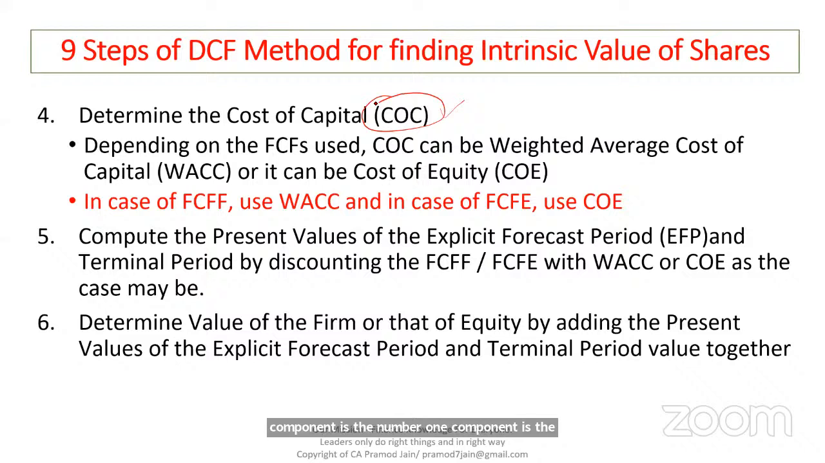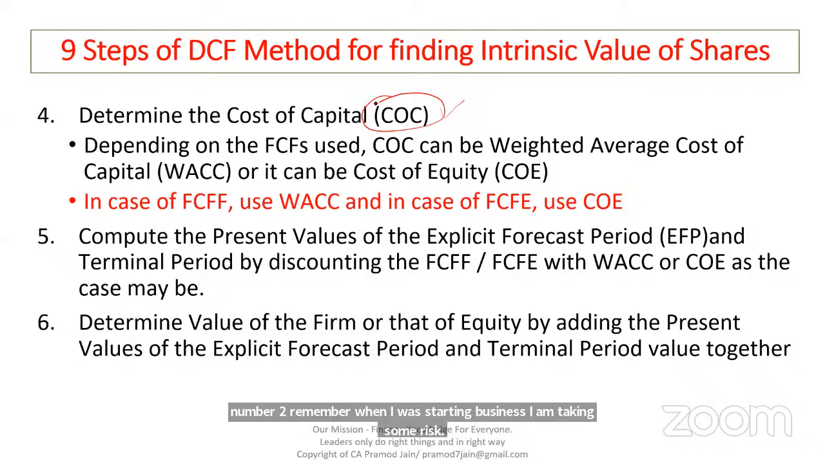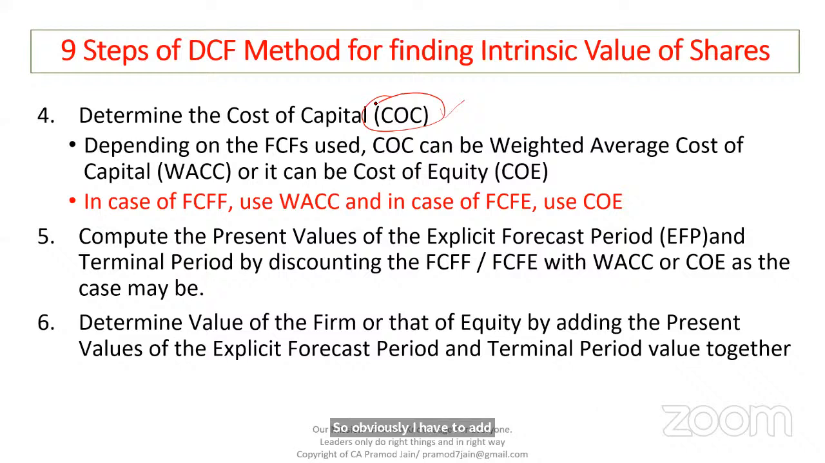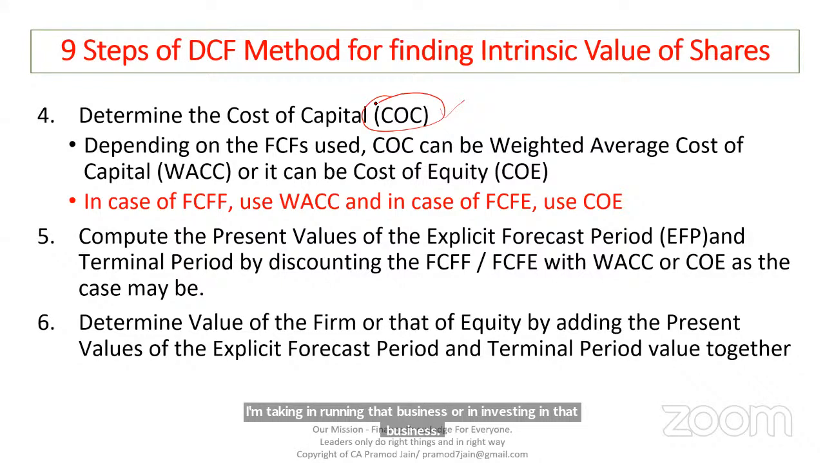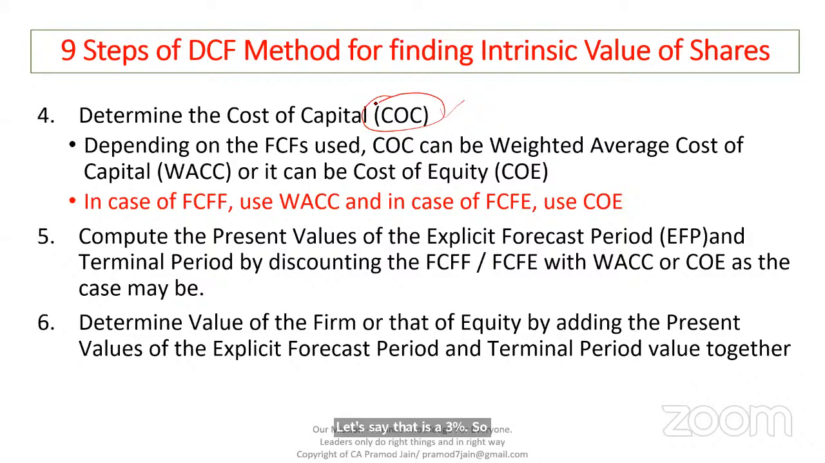Number two, remember when I'm starting business, I am taking some risk. So obviously, I have to add some premium for the risk that I am taking. So let's say the inflation rate is 7% and the risk that I am taking is, let's say, 4%. So therefore, 7 plus 4 becomes 11%. Now, depending on the nature of the business, I may also like to add something on account of the extra risk that I'm taking in running that business or investing in that business. Let's say that is 3%. So 7 plus 4 plus 3, and that is 14%. So my cost of capital is 14%.